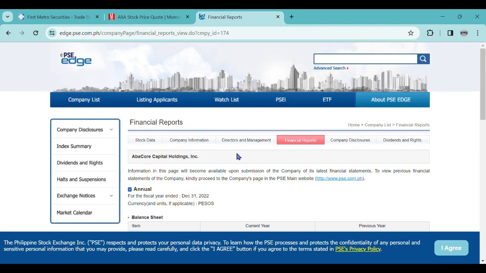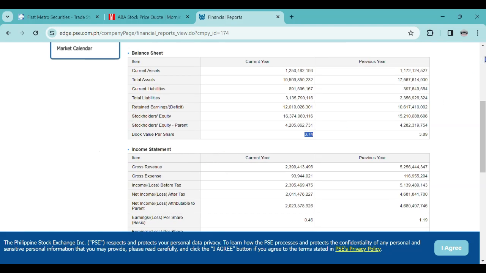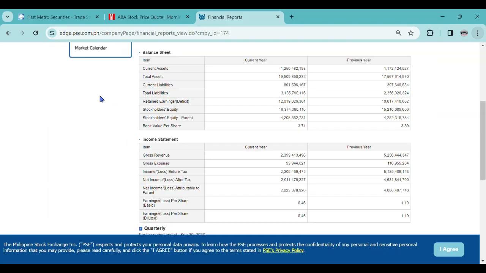So we are here at Abacor. Let's lower this. Okay, so to compute for our PE ratio, all we need to do is just divide the current stock price by the earnings per share, or EPS. And for the price to book value, the PB ratio, we are just going to divide the current stock price by the book value per share.